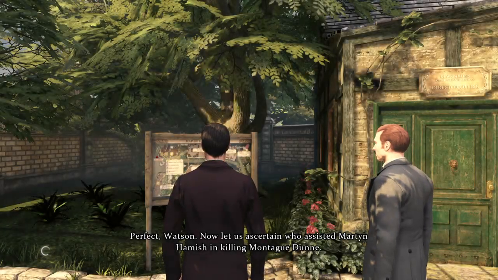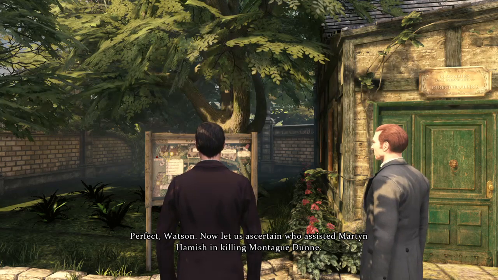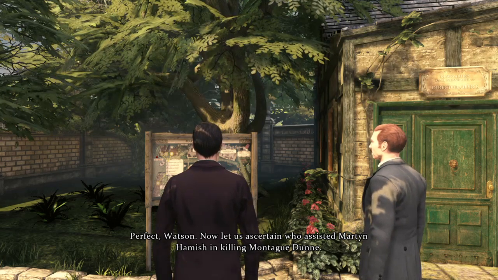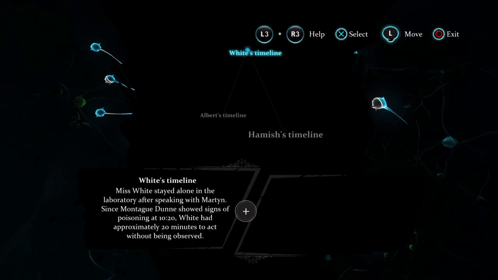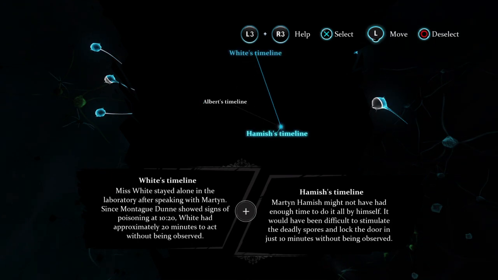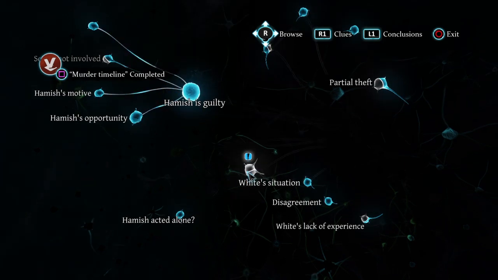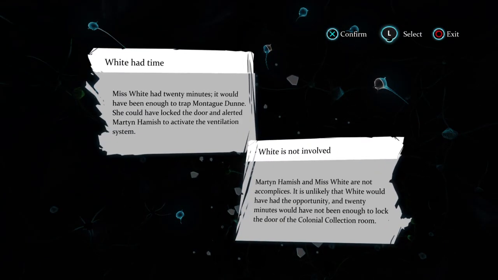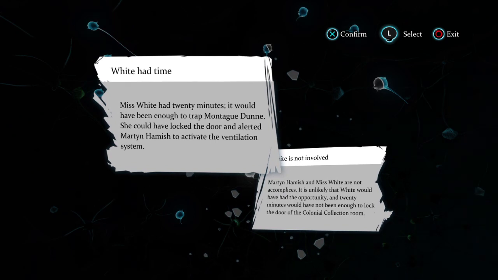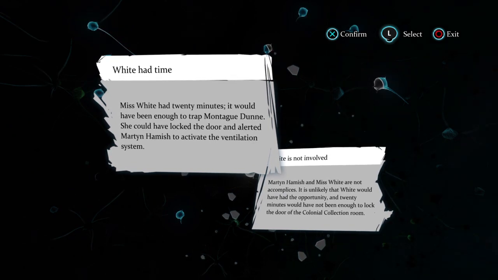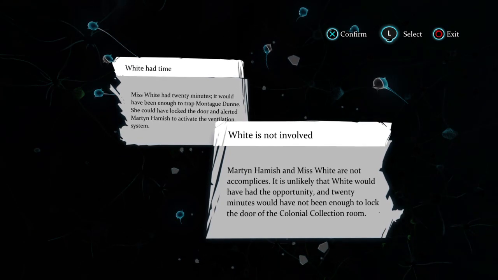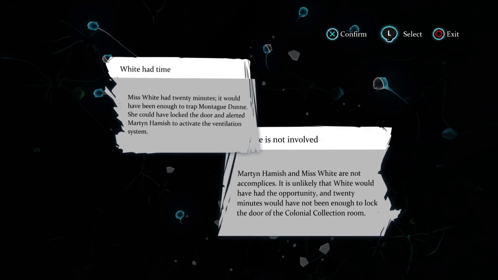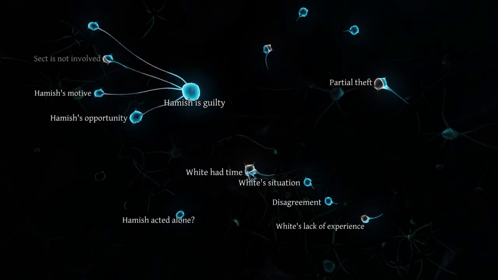Perfect, Watson. Now, let us ascertain who assisted Martin Hamish in killing Montague Dunn. White and Hamish. Let's take a look here. Miss White had 20 minutes. It would have been enough to trap Montague Dunn. She could have locked the door and allowed Martin Hamish to activate the ventilation system. It is unlikely that White would have had the opportunity, and 20 minutes would not have been enough to lock the door. That is it. I'm so sure of it.